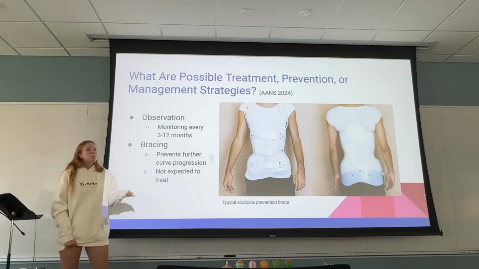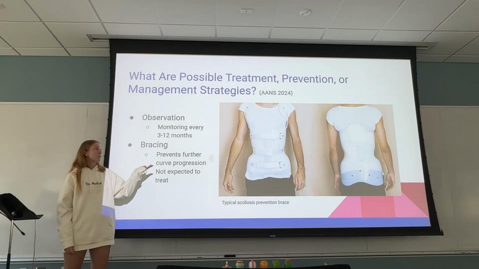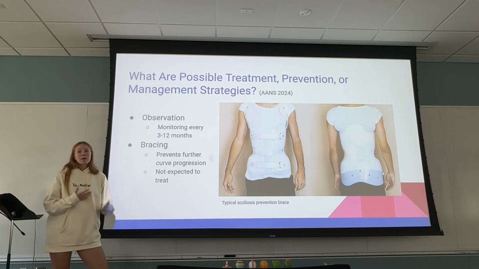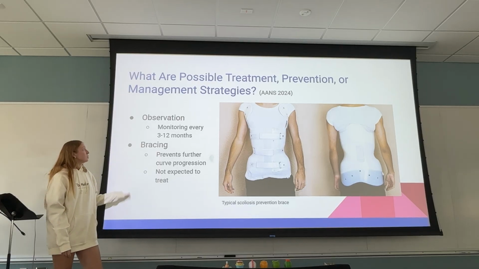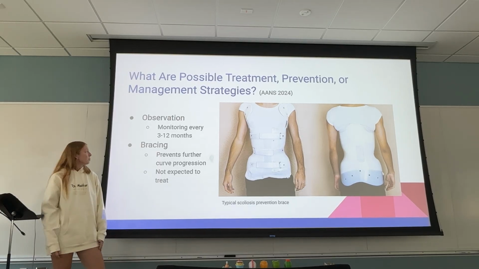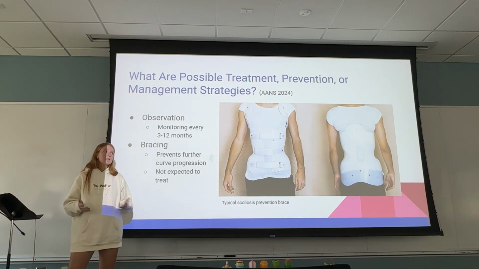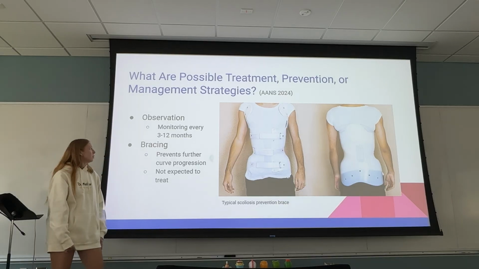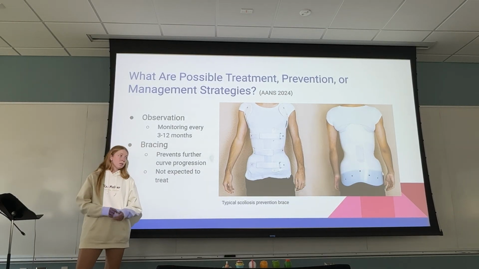So what are possible treatment, prevention, or managements of scoliosis? This is from information from the AANS. There are 4 different ways that you can treat, prevent, or manage scoliosis. The most common type is just observation, and this is for scoliosis that isn't severe enough to need any of the other 3 that I'm going to be talking about. Observation is basically just monitoring every 3 to 12 months.